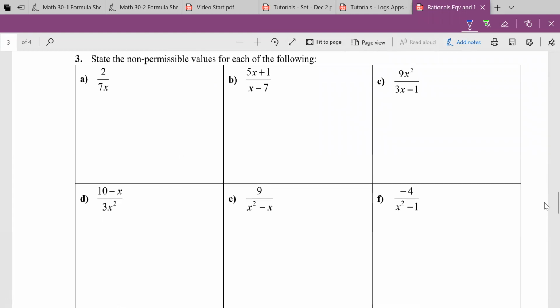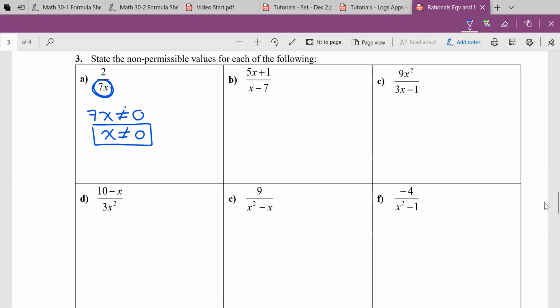So number 3 here says state the non-permissible values for each of the following. Okay, I only look at the denominator. I don't care if the numerator is 0. I only care if the denominator is 0. So what I do is I make a little mini equation. 7x can't equal 0. Solve for x. X can't equal 0. There it is. That is your NPV. That is the only number that we can sub in for x in the denominator that would make it equal to 0.